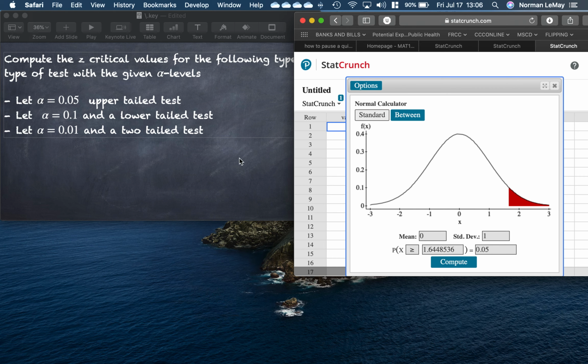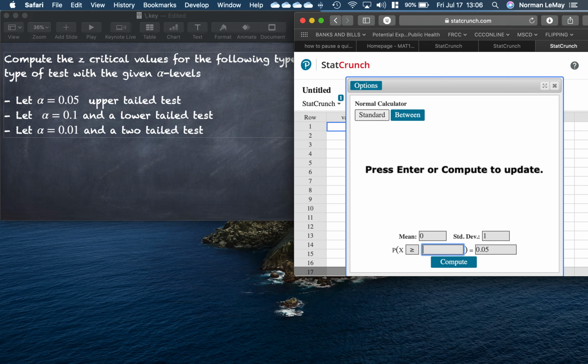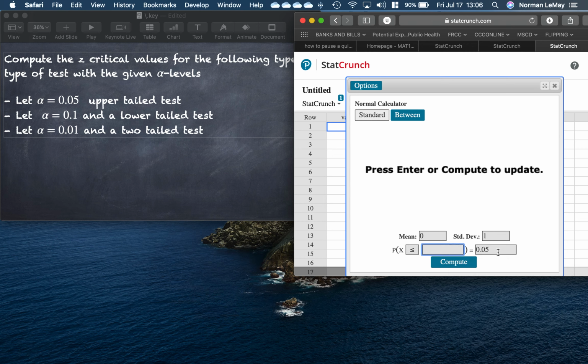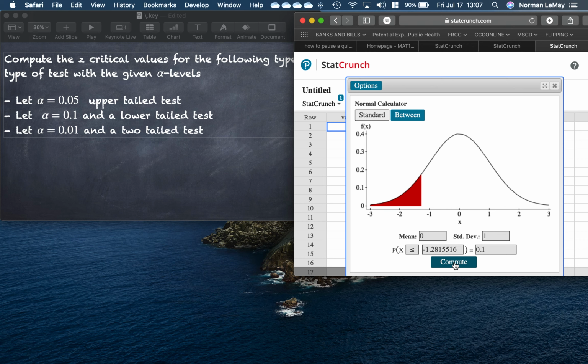So let's take a look now at alpha of 0.1. I'm going to clear this out. We're sticking with the Z, but we have a lower tailed test, which means the alternative hypothesis is in the form of a less than. I'm going to change this to 0.1. All right, so everything's set up. Now we need to find what our fence line is. Our fence line here occurs at negative 1.28. This is the line in the sand.